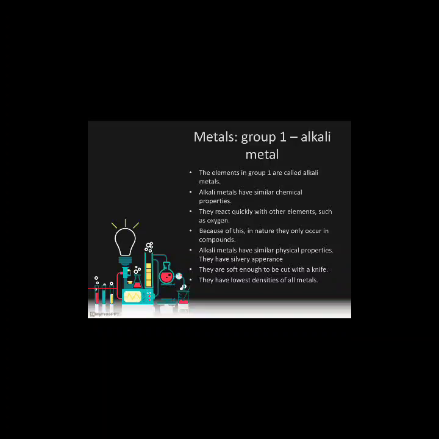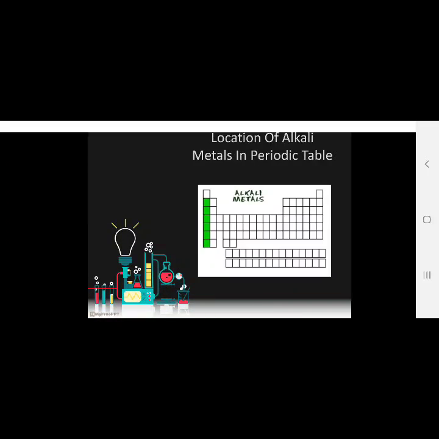Some of the properties of alkali metals are: they are not found freely in nature, they are stored in mineral oil, they have low melting points, low densities, low electronegativity, and they react easily with halogens. The following figure shows the location of alkali metals in the periodic table.